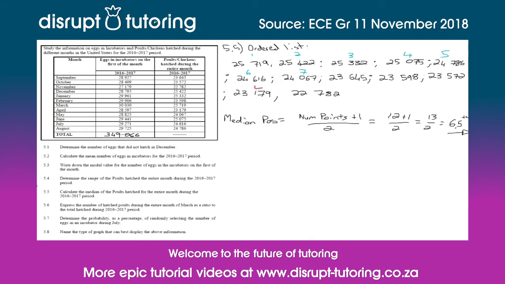So because there is no 6.5 position, we need to add these two together and divide by 2 to get what the median is. Therefore, your median is equal to, so it's your sixth position, 24,616, plus your seventh position, 24,067, divided by 2. So you add those two together and divide by 2.